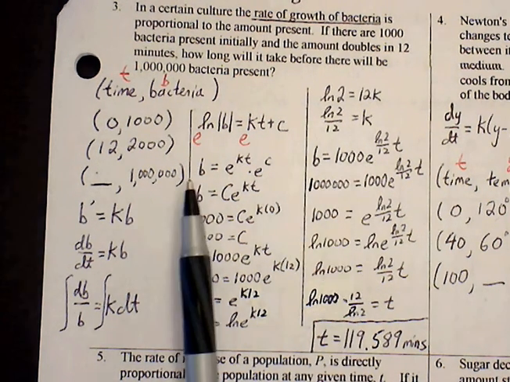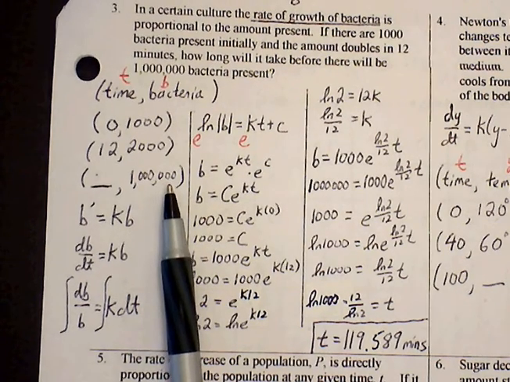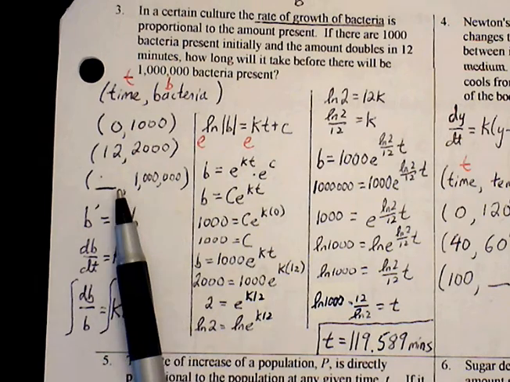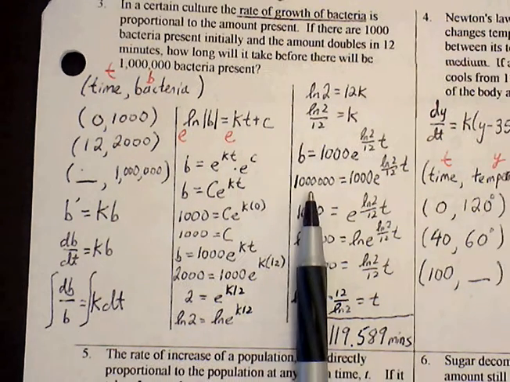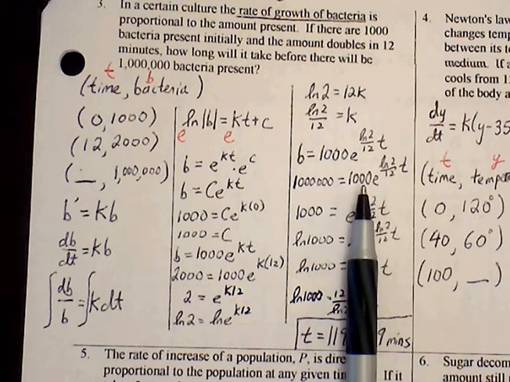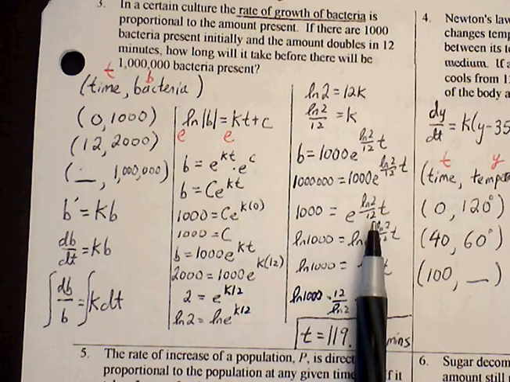Last step is to plug in 1 million bacteria to find out how long it's going to take before it reaches that value. So plug 1 million in for B, and we're going to take step by step to solve for T. Divide both sides by 1,000, and you get 1,000 equals e to the ln 2 over 12 times T.